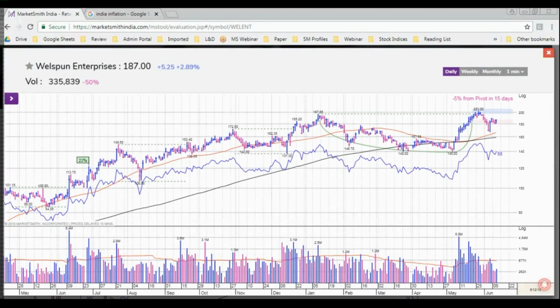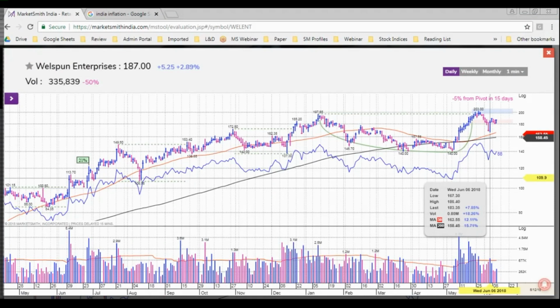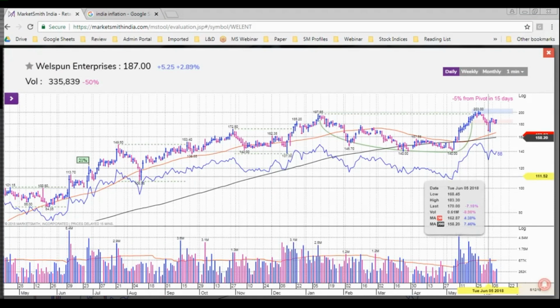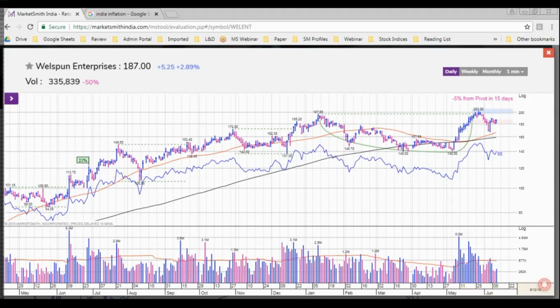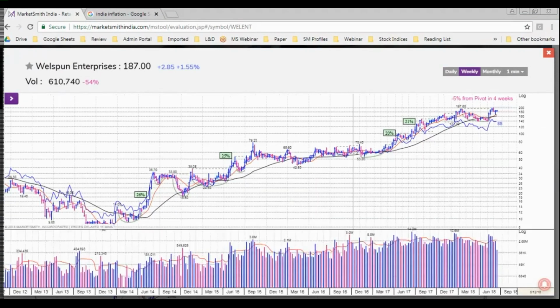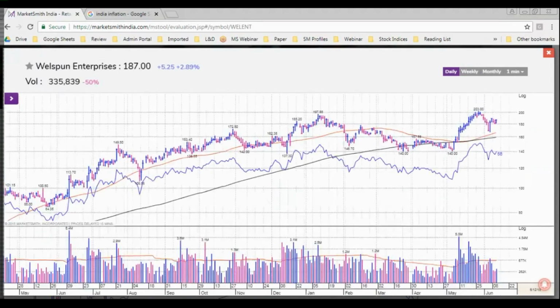So Welspun Enterprise, after breaking out, in fact, it's a failed breakout. If you can see, the stock has not done much after breaking out. It has hit the loss range also. Of course, it has bounced back with the recovery in small cap and mid cap indices, but we need to wait for the stock to reclaim its previous high. It has seen a good run up from the levels of 50 to almost 200, and there could be some time before it moves higher.